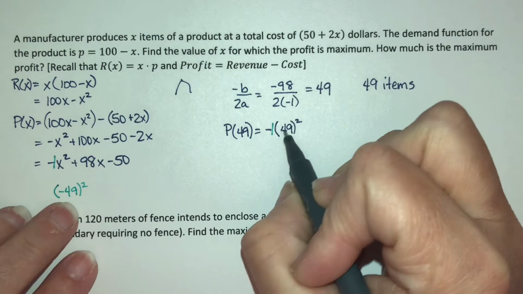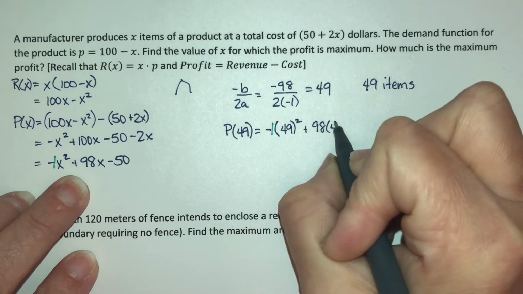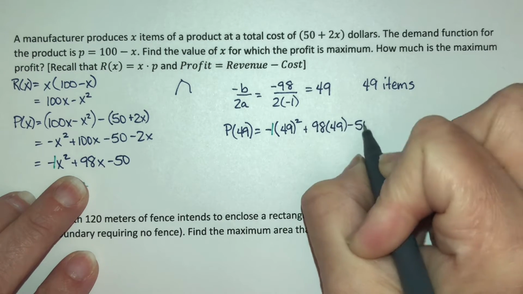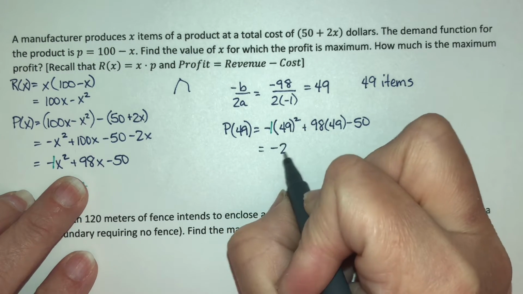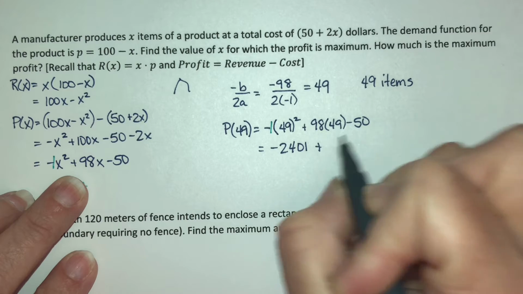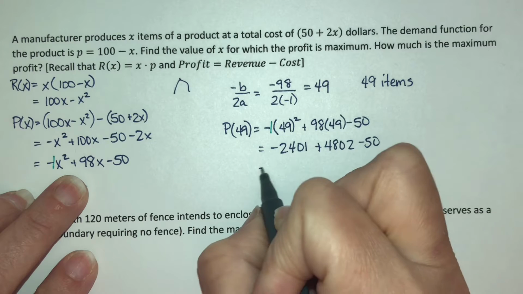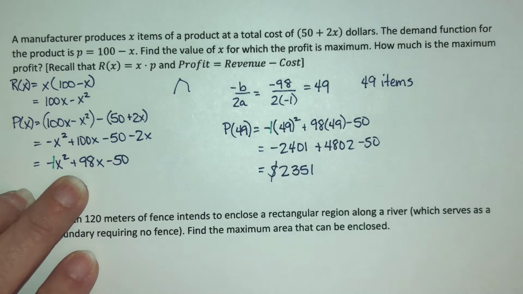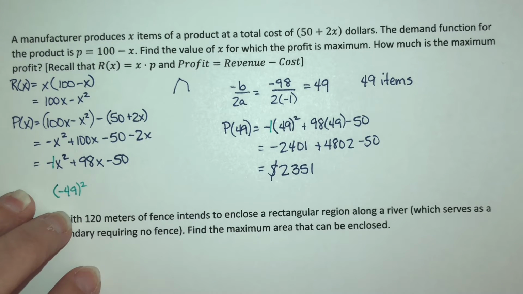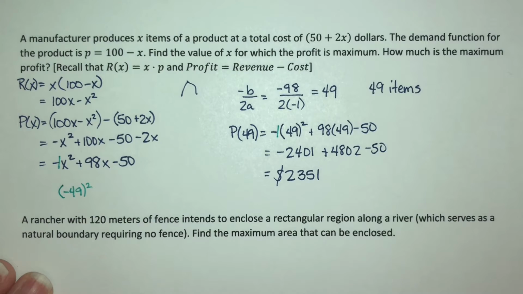Okay, so negative 49 squared plus 98 times 49 minus 50. Okay, this is negative 2401 plus 4802 minus 50, which gives us $2,351. So if this manufacturer produces 49 items, they've maximized their profit, and that profit is $2,351.